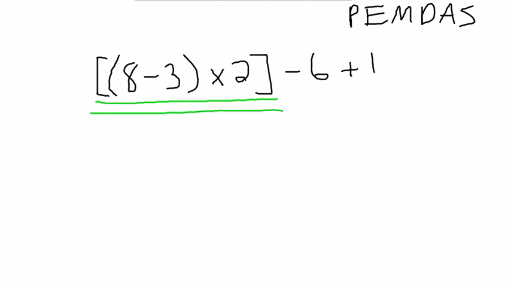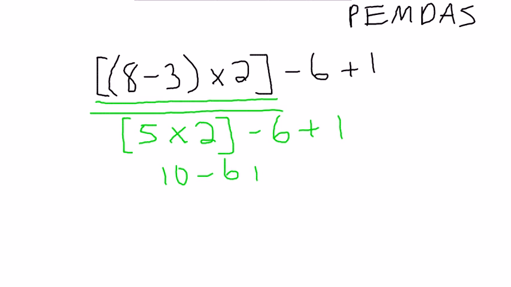8 minus 3 gives us 5. Bringing down the rest of our expression. We are still working inside our brackets, so 5 times 2 gives us 10. So we are left with two operations, subtraction and addition. Which do we perform first? Well, as I stated before, we add and subtract from left to right. So in this case, subtraction comes first from left to right. So we will evaluate. 10 minus 6 gives us 4, and 4 plus 1 leaves us with 5. So our final answer is 5.